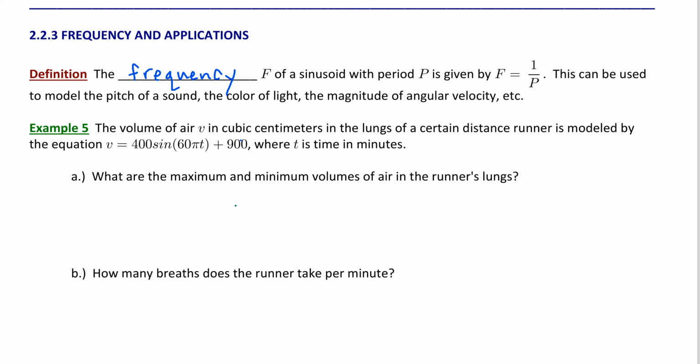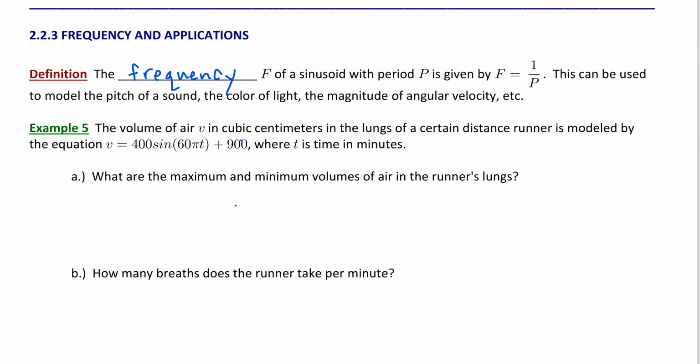While the period gives the length of the interval for one fundamental cycle to occur, when we invert that, the frequency will count how many cycles per one unit. If the x-axis is measuring time, for example, we would measure the frequency in cycles per one unit of time, cycles per second, cycles per minute, or something like that. This can be used to model the pitch of a sound, the color of light, or the magnitude of angular velocity, for example. Consider example 5.